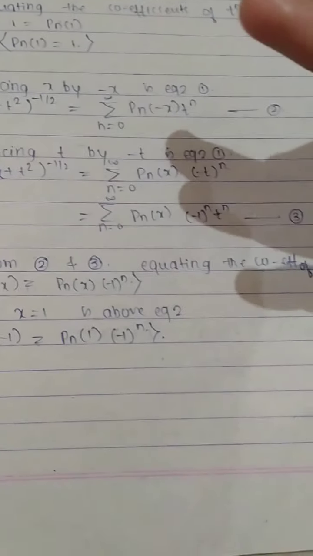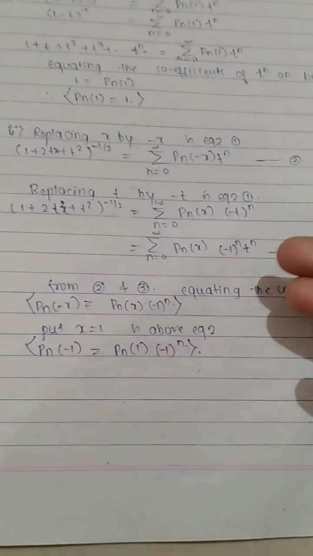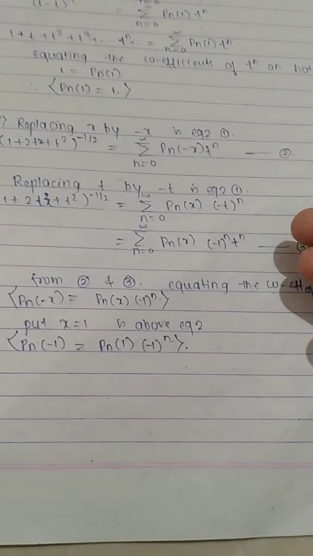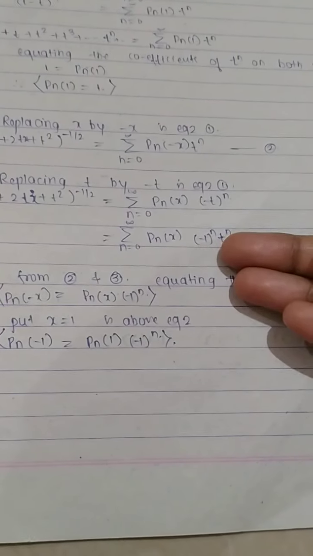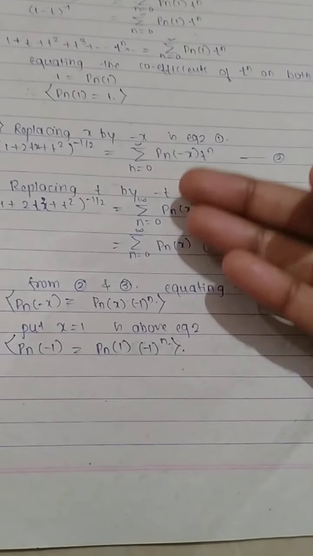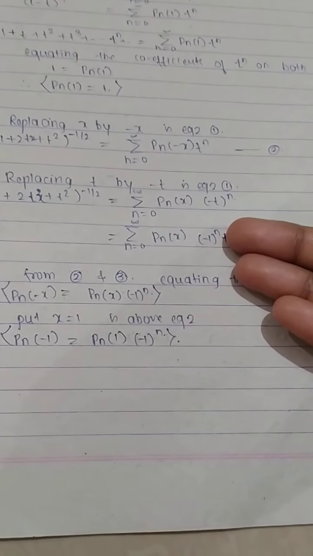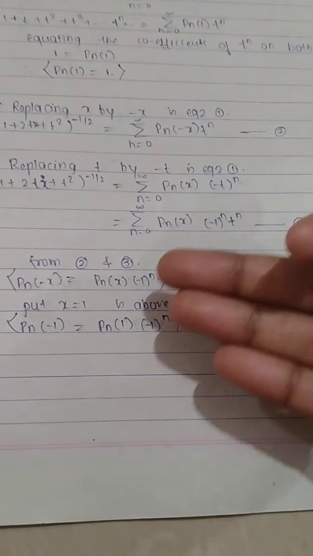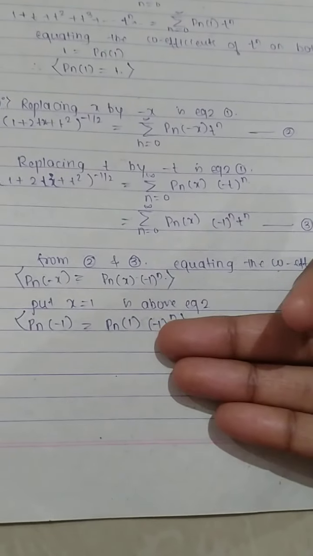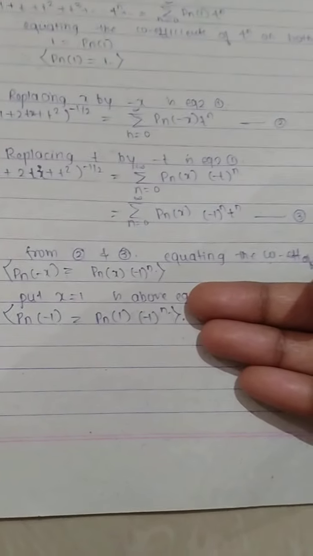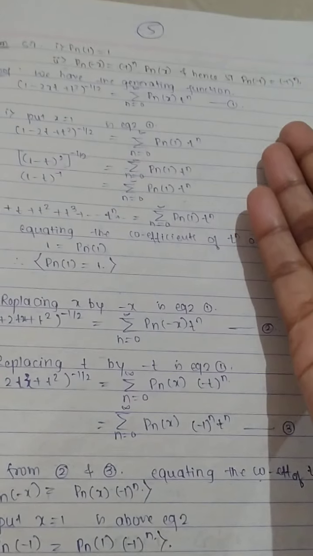Since the LHS of equation number 2 and the LHS of equation number 3 are both the same, I can equate the RHS. After equating the RHS, I get Pn of minus x is equal to Pn of x into minus 1 to the power n. Now I will put x equal to 1. I get Pn of minus 1 is equal to Pn of 1 into minus 1 to the power n. And that is the required second result.